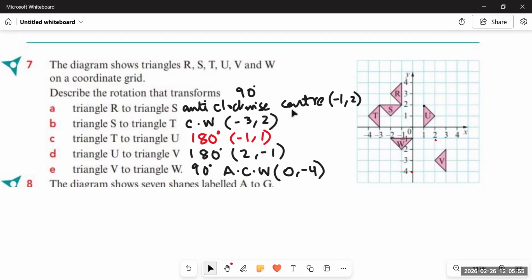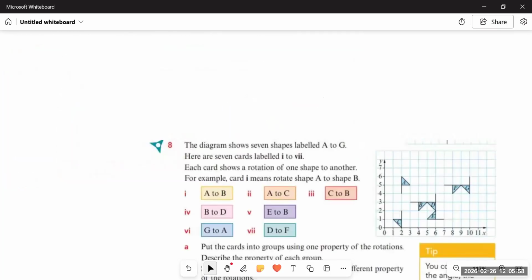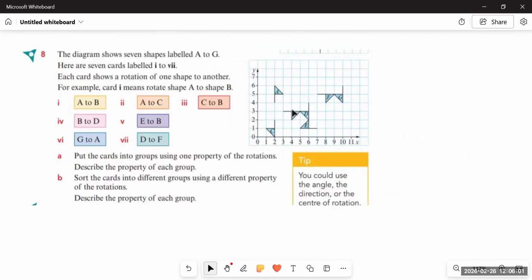Now the last question. In this question, it says the diagram shows 7 shapes labeled A to G, and here are 7 cards labeled 1 to 7. Each card shows a rotation of one shape to another. For example, card 1 means rotate shape A to shape B. Okay. And you have to put the cards into groups using one property of the rotations. Describe the property of each group.